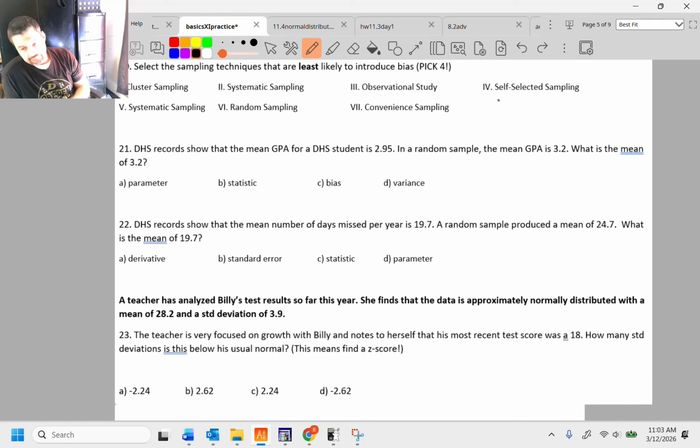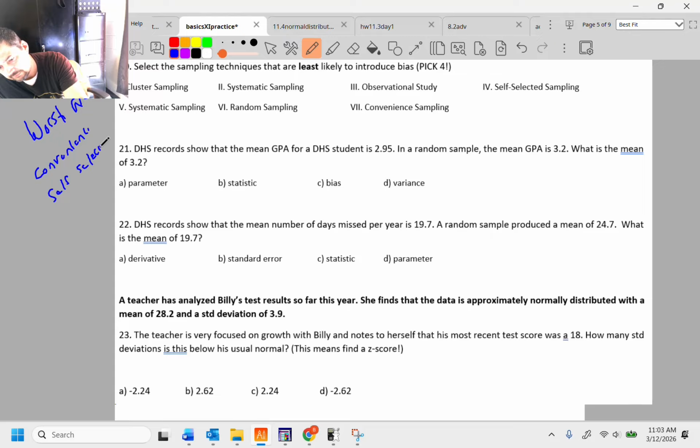Now for the easy part. Select the sampling techniques that are least likely to introduce bias. The worst ones are convenience and self-selected. So cluster is the least likely, systematic is the least likely, random is the least likely. Not even a study, not a sampling technique. It's not a sampling technique. My marker's off. I don't know what's up with that. But anyways, it's those four. Those are the least likely.